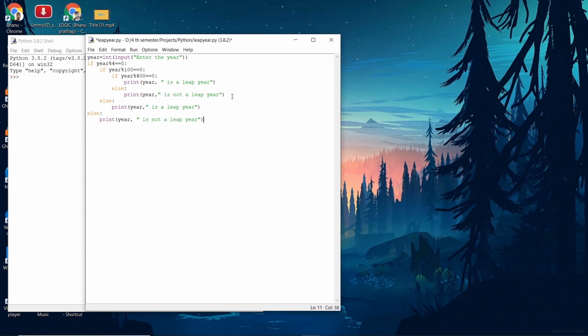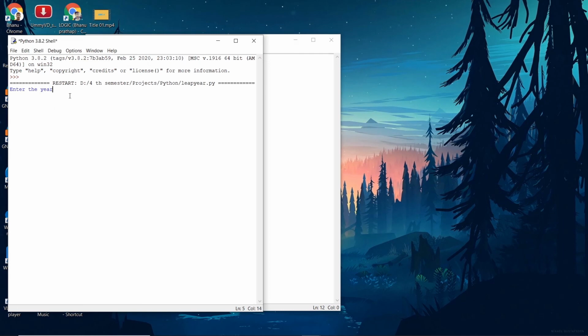So let's save the program. Now here there are three if else constructs. There is an inner if else for divisibility by 400, and then there is an if else for divisibility by 100, and there is an if else for divisibility by 4. So let's run the program.